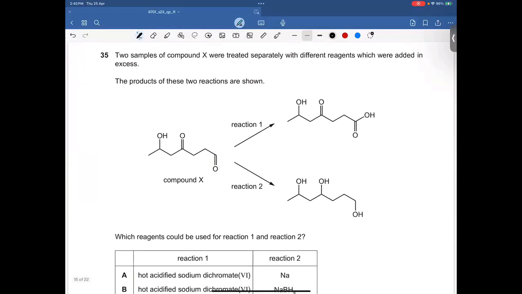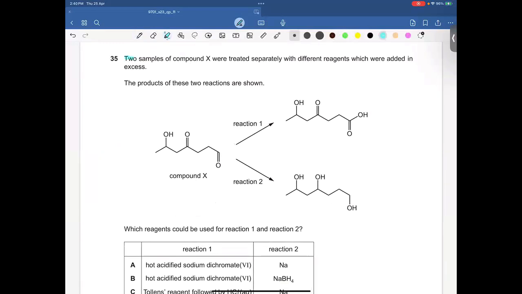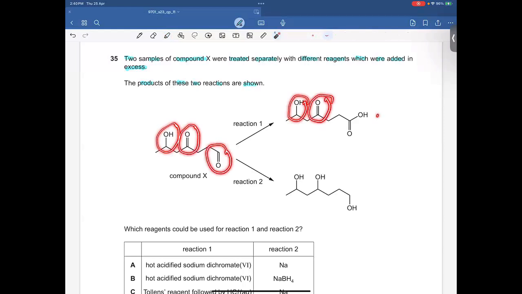Question 35. Two samples of compound X were treated separately with different reagents which were added in excess. Okay, the product of these two reactions are shown. Look, this is secondary alcohol. It will remain as it is in reaction 1. This is ketone. It will remain as it is in reaction 1. This is an aldehyde. It is converting into carboxylic acid, which means in reaction 1, we are oxidizing aldehydic functional group into carboxylic acid. And for that, we need an oxidizing agent.